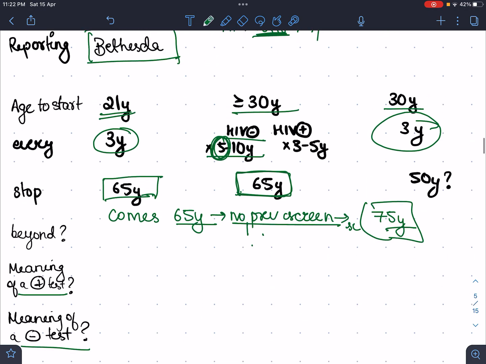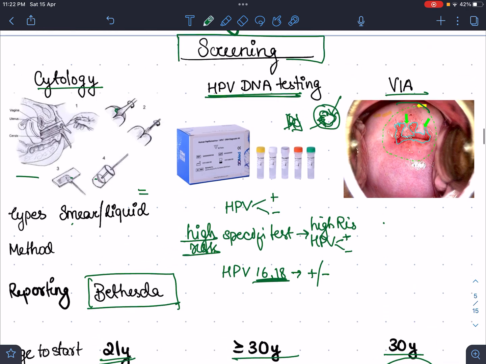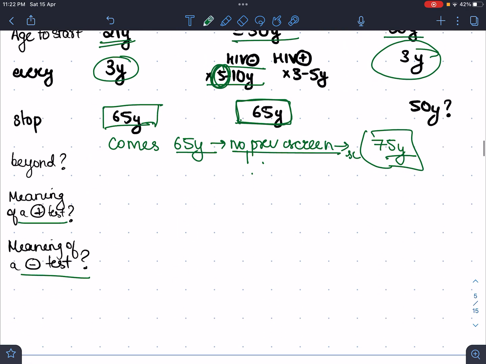So first of all, visual inspection, the whole protocol is different. I'll just tell you about cytology and HPV DNA testing. Cytology is more sensitive. What does that mean? That it is more likely to pick up the disease. If 100 women are getting screened, it is likely that it will detect around 96.